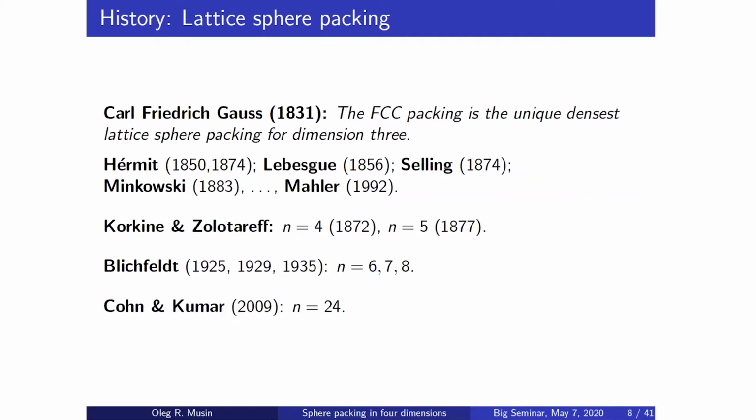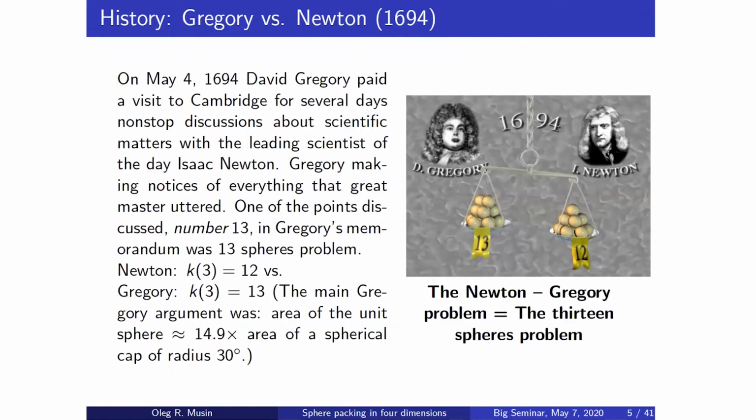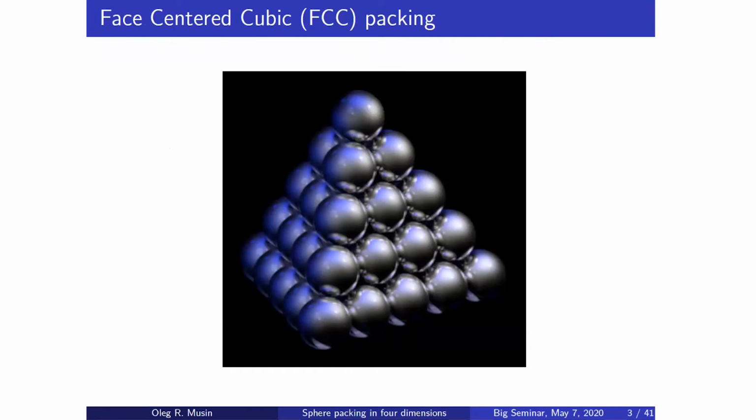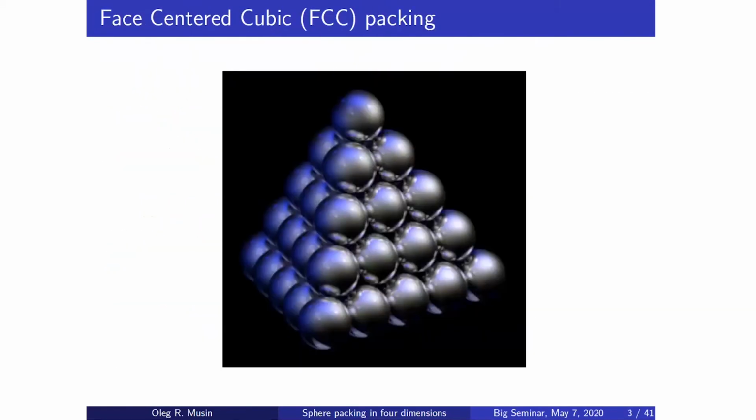Anyway, the first publication. There are some experiments in the 18th century, but the first mathematical proof happened in 1831, by Carl Friedrich Gauss. He proved the following fact. We know this face-centered cubic packing, like this one, right? It is called FCC, face-centered cubic packing.